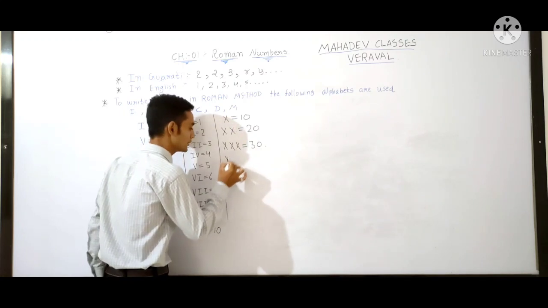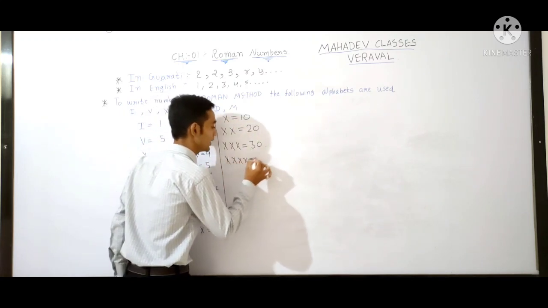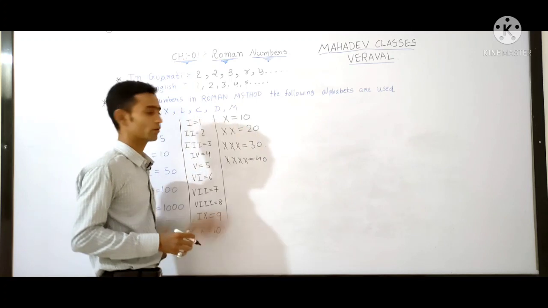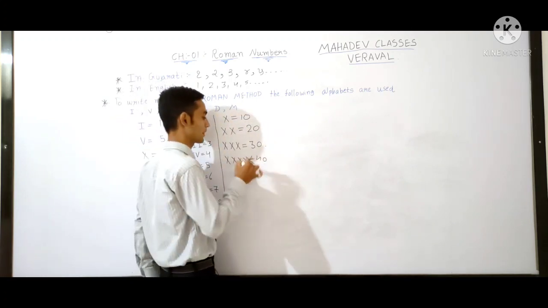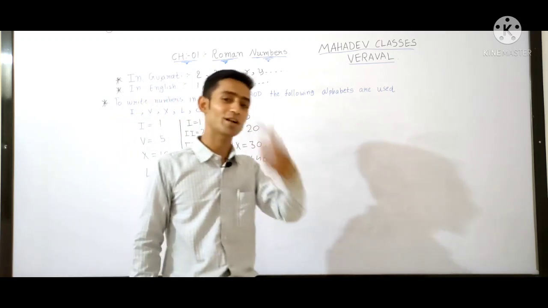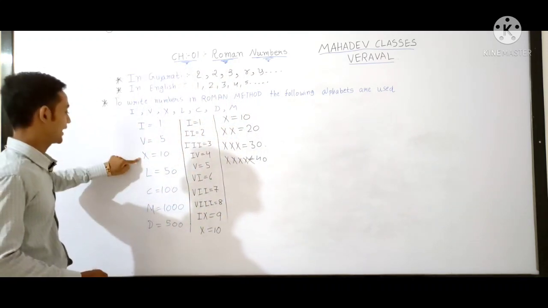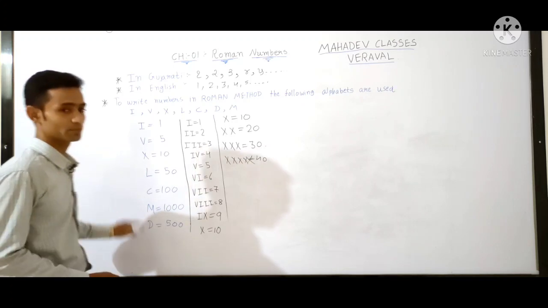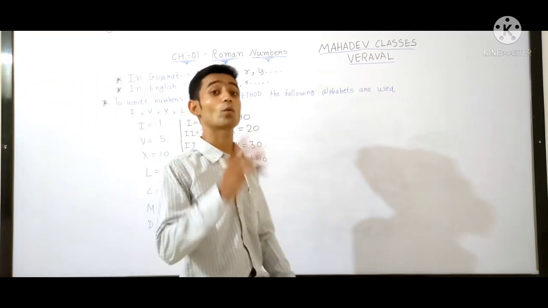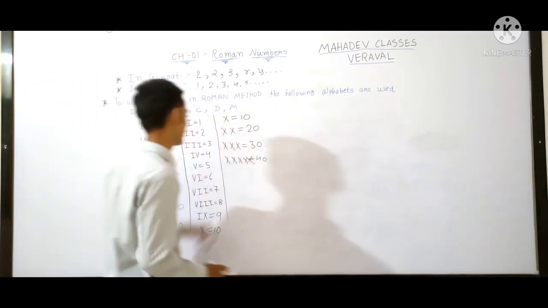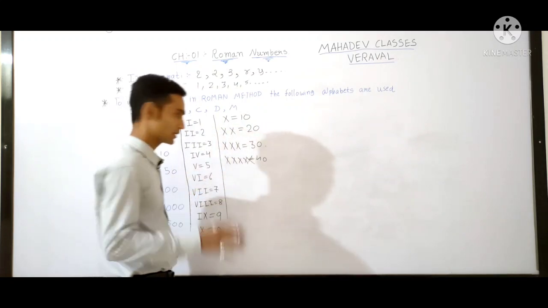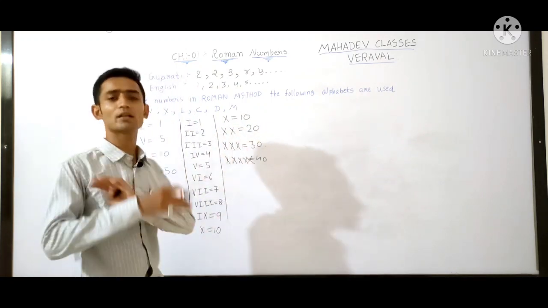Now is it possible if you write 4 times X, it means it will be the Roman number of 40? No, this is wrong, because in our rule number 1 we have learned that those alphabets which are I, X, C and M can be repeated but only up to 3 times. Therefore 4 times is not possible. Okay, forget about that for the Roman number of 40 for now.